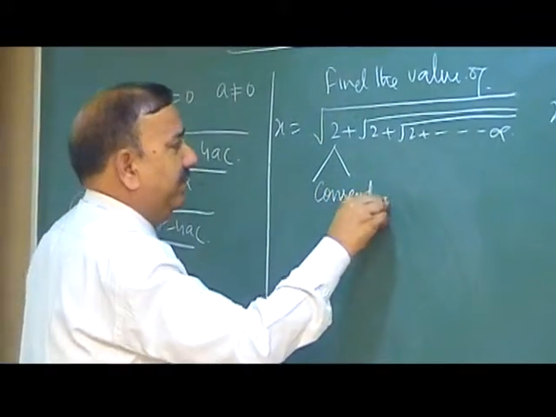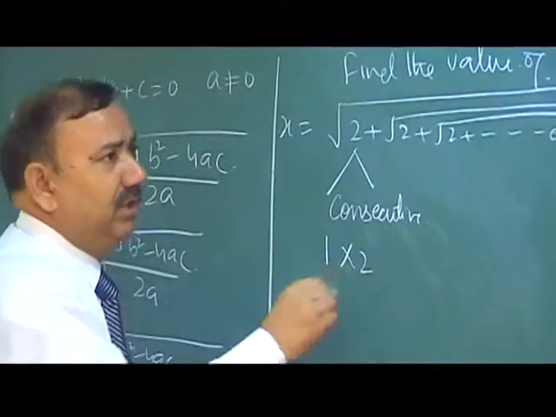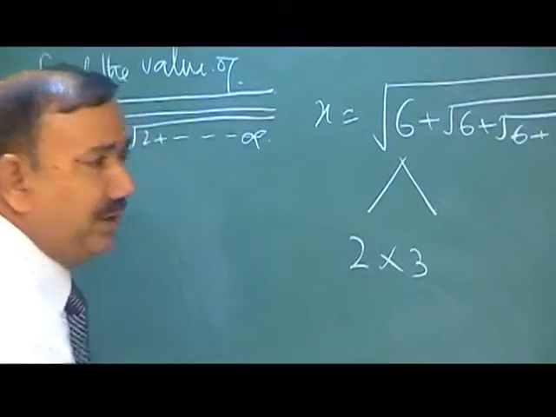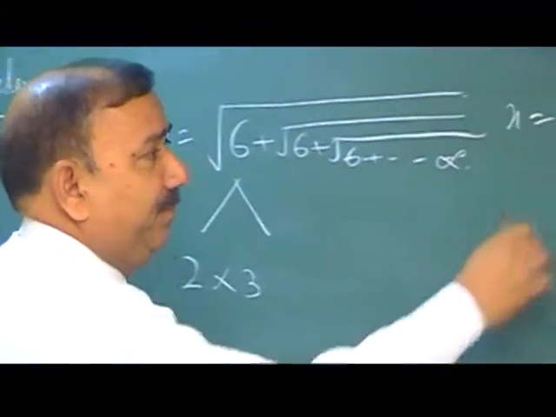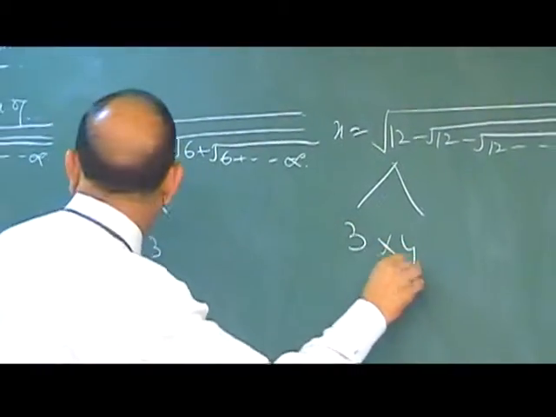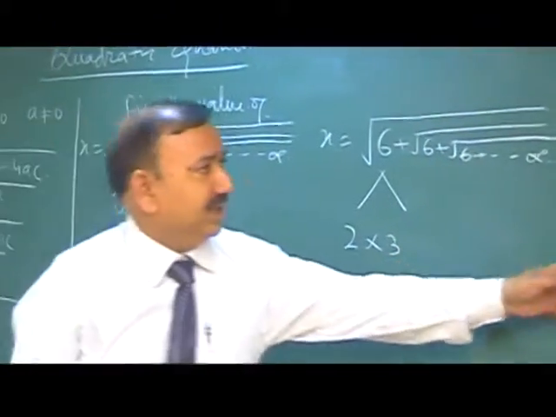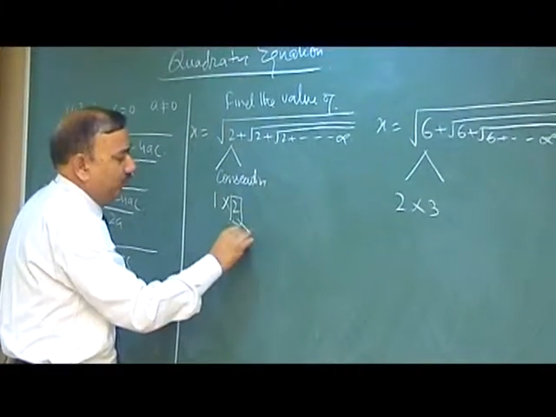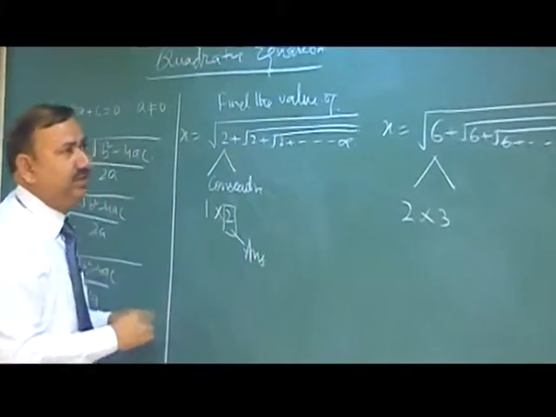Two consecutive numbers, it is 1 into 2. What are the factors of this? Two consecutive numbers, it is 2 into 3. What's the factorization of this? It is 3 into 4. Two consecutive numbers, 3 into 4. So what will be the answer? The answer of this question is 2. Directly this is the answer of this question.